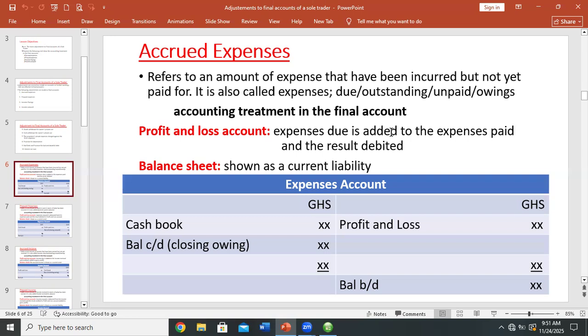In the balance sheet, this is an amount you have not paid. So you are owing, and it's a liability, but specifically a current liability, because it's expected that you are supposed to pay it within one financial year. Now, the other thing you can do is to prepare the expense account and then show this accrued expenses. So I have here an expense account, and this is how you prepare the expense account.